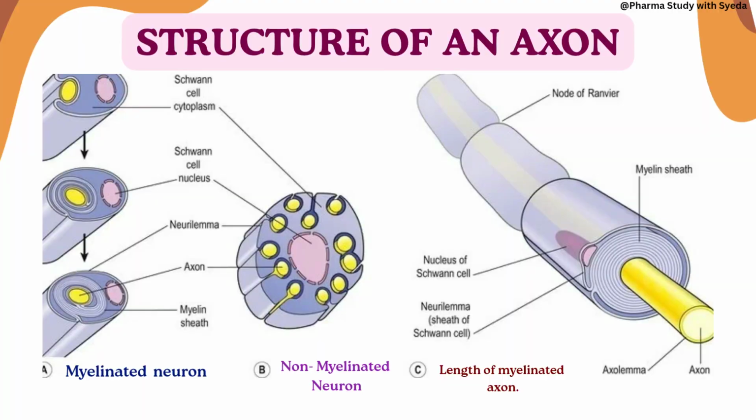A. Myelinated neuron. In a myelinated neuron, the axon is covered by a fatty insulating layer called the myelin sheath. B. Non-myelinated neuron. In a non-myelinated neuron, the axon does not have a myelin sheath. C. Length of myelinated axon. Myelinated axons can be very long, sometimes up to 1 meter in humans. This allows fast communication between distant parts of the body.